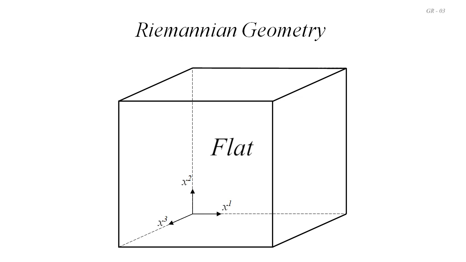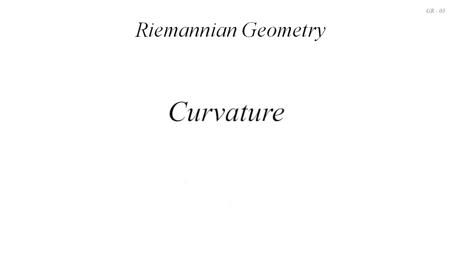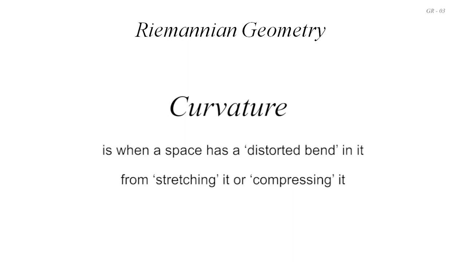Crucially, for our later considerations, the same applies to what is called curvature or intrinsic curvature. Now, we haven't really discussed this yet, but perhaps we should at this stage take a naive and temporary definition of curvature and say that it is when a space has a distorted bend in it from stretching it or compressing it. Now, that is far from an accurate definition of curvature, but it will do for now. A truly curved one-dimensional space cannot be said to be flat on account of the fact that the bending in it, as appreciated via the second dimension, has that kind of distortion to it.